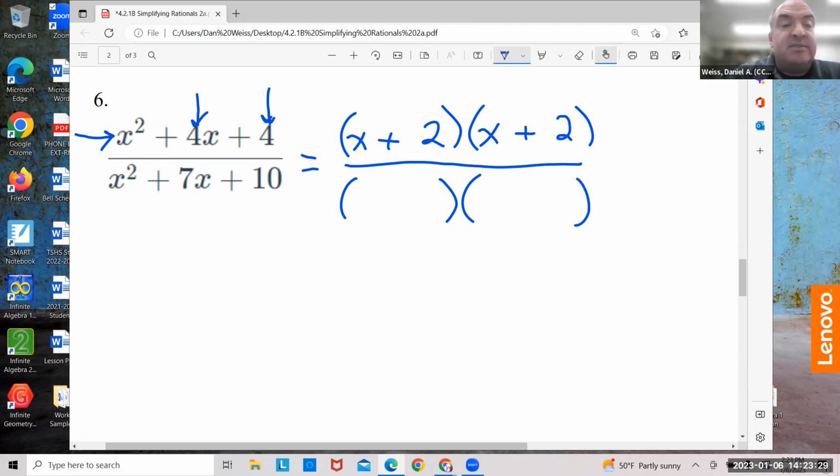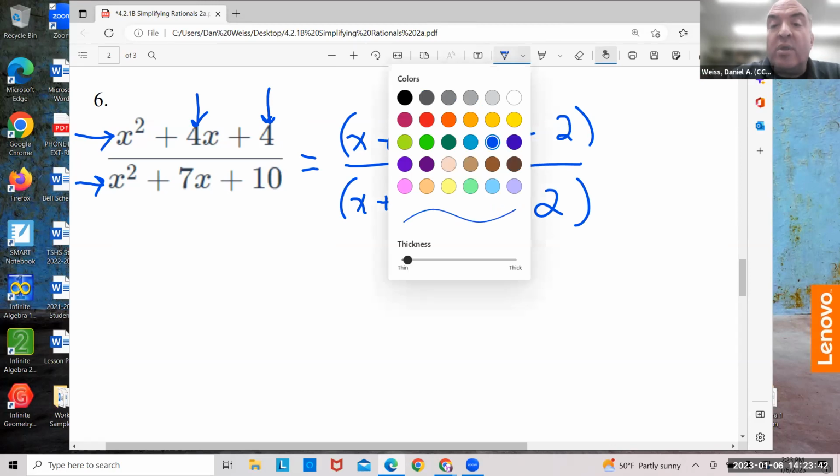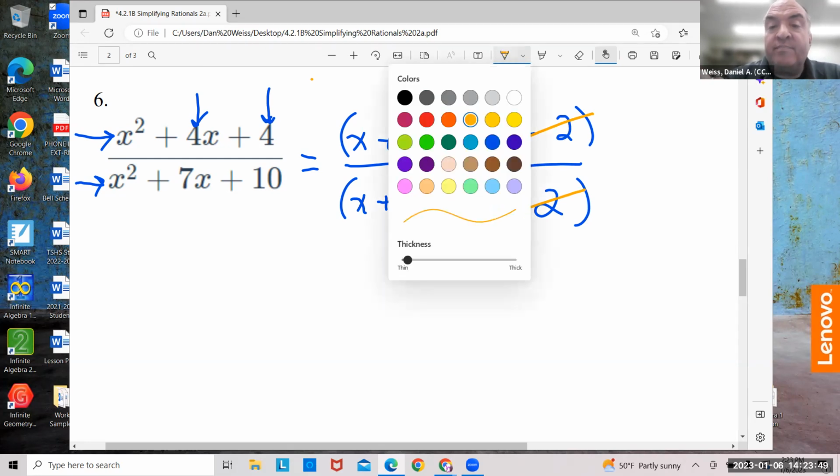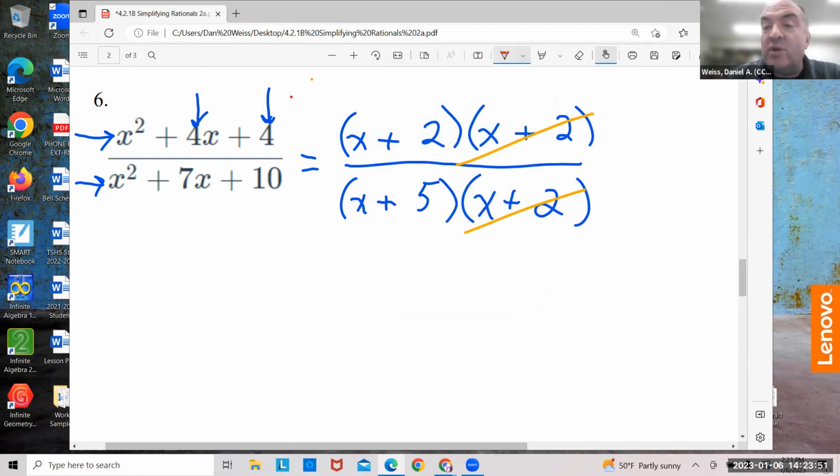Now let's look at the bottom. X times x is x squared. What times what makes 10 that added together makes 7? How about 5 and 2? What cancels? The x plus 2's cancel. What are we left with? We're left with x plus 2 over x plus 5. Please do not cancel out those x's.